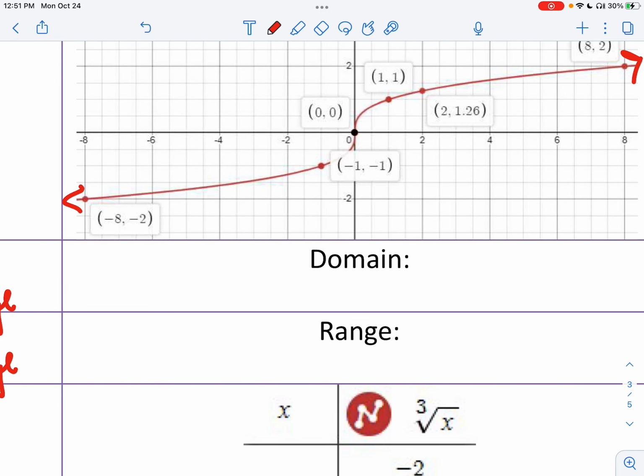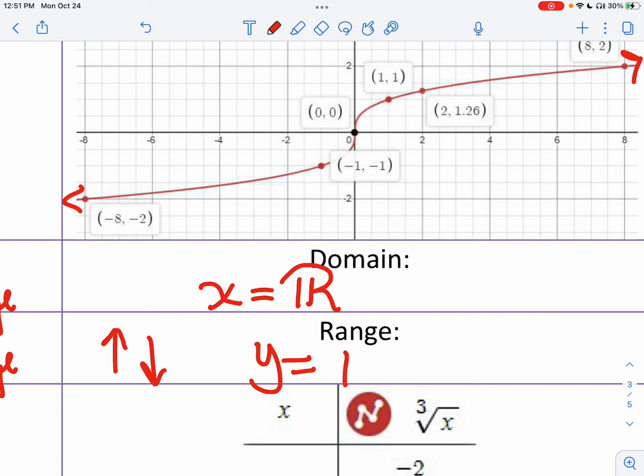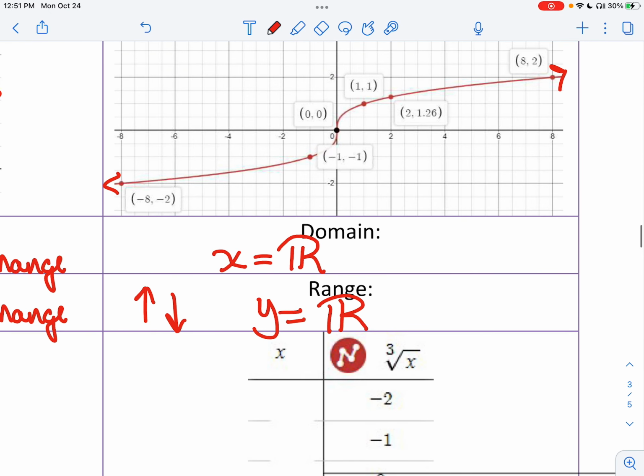Since it goes left and right forever, we can say that the domain, the x values, are all real numbers. The range also goes up and down forever, so we can say y is all real numbers. Let me give you a hint: 9 times out of 10 it is all real numbers. So just pick all real numbers on the test unless it's a square root function or unless you absolutely know. A lot of times we're going to have all real numbers because it's going left and right and up and down.